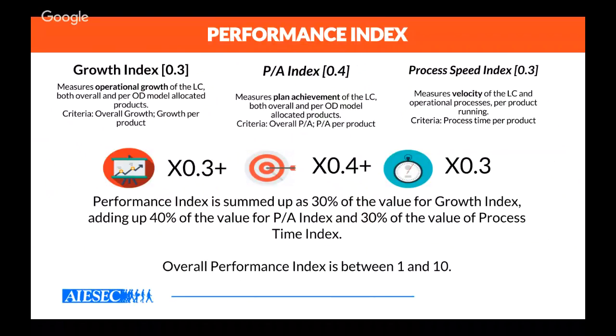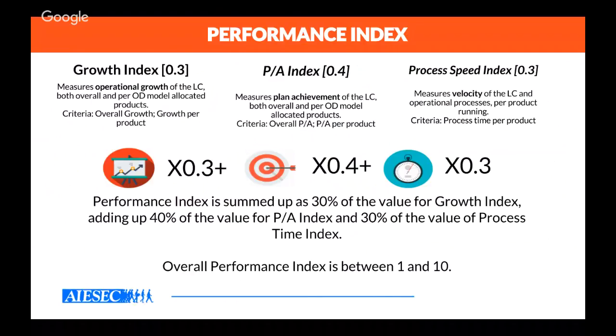Why these 3? Because they are a fundamental part also of our entity plan. In our entity plan, we focus a lot on the plan achievement of LCs. Why? Because in the past years of AIESEC in Italy, we had a lot of LC planning, very big numbers, but then the plan achievement was actually pretty poor. So we push a lot to make LCs very responsible in planning and actually achieve their plan. So it's also the index that weighs the most.